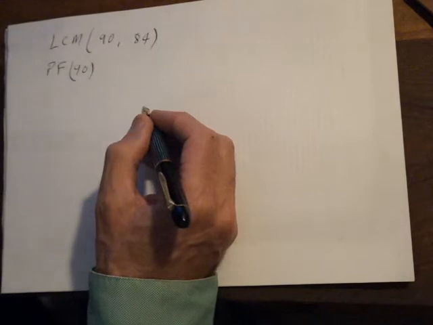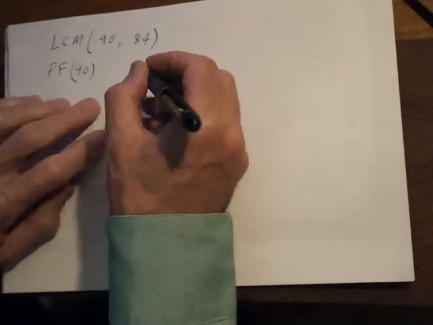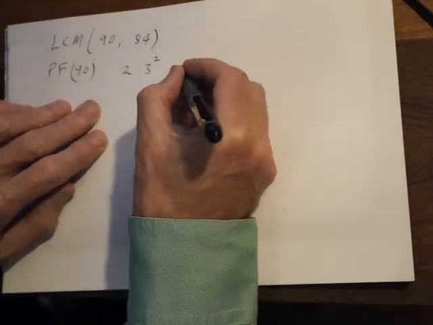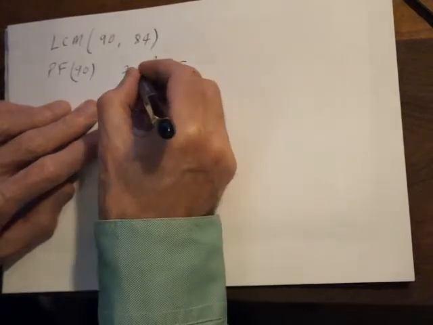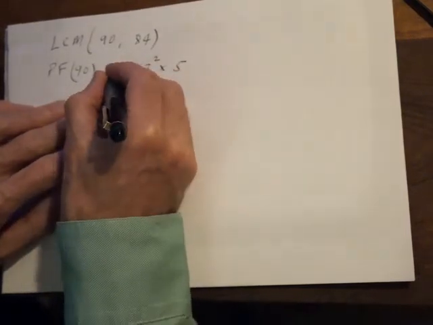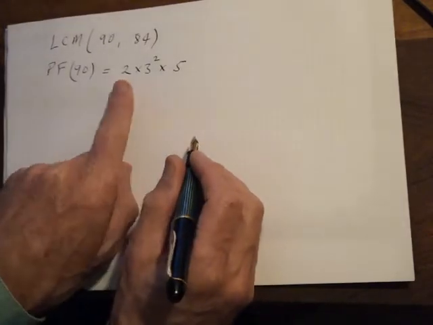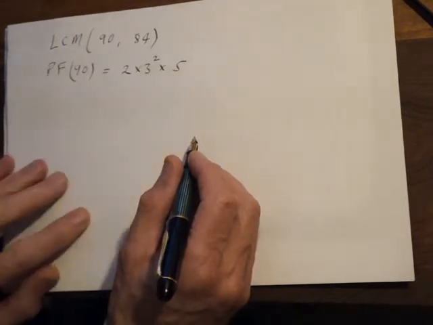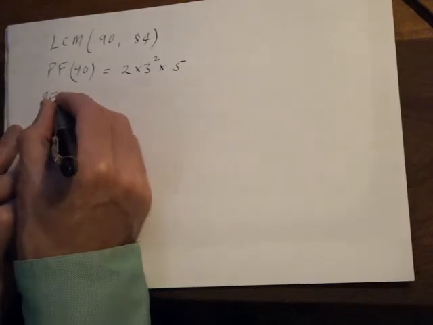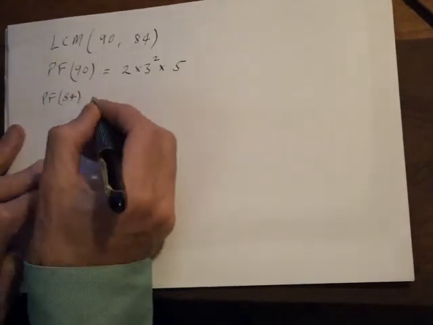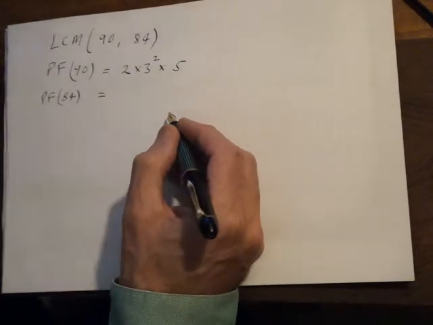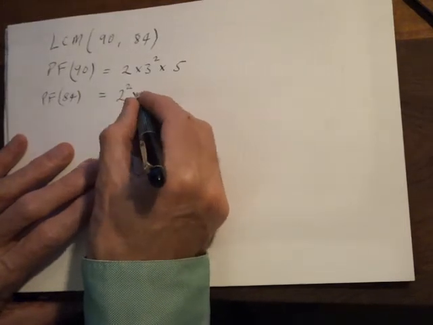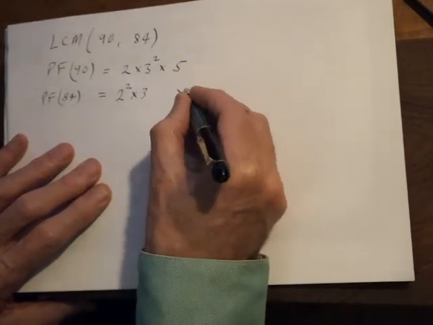well, 90 is 9 times 10, 9 is 3 squared, 10 is 2 times 5. So 90 is 2 times 3 squared times 5. Those are the prime factors of 90 because 2 is prime, 3 is prime, it comes twice so we square it, and 5. And then if we do the prime factors of 84, 84 is 12 times 7, 12 is 4, which is 2 squared times 3, and that's times 7.